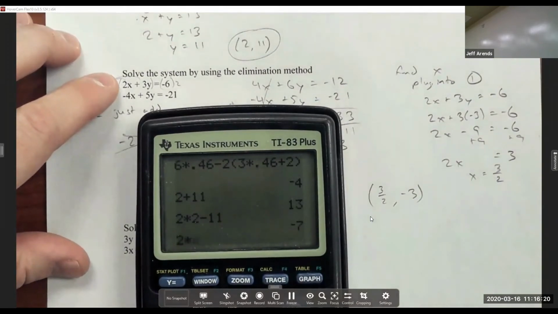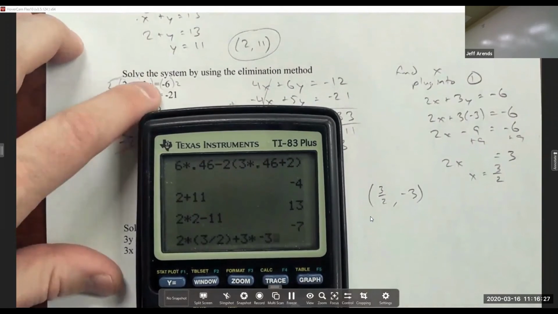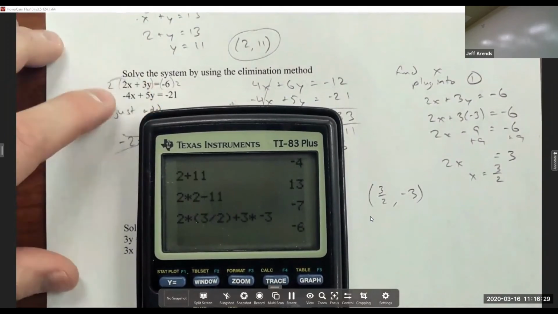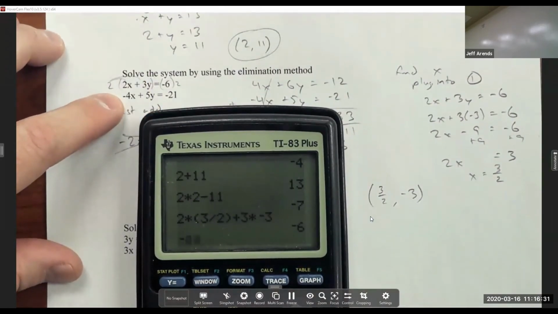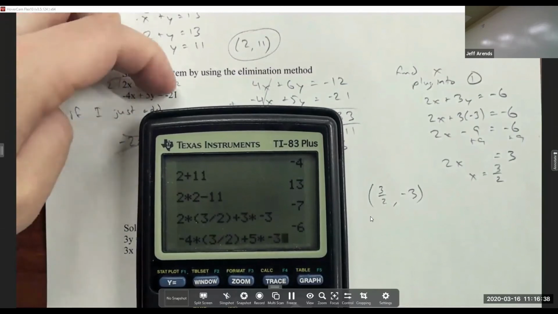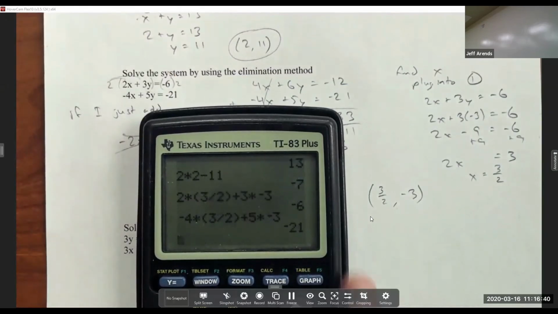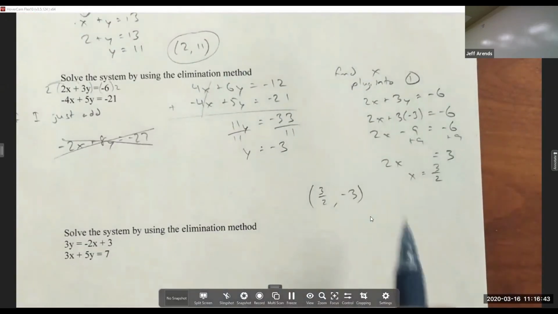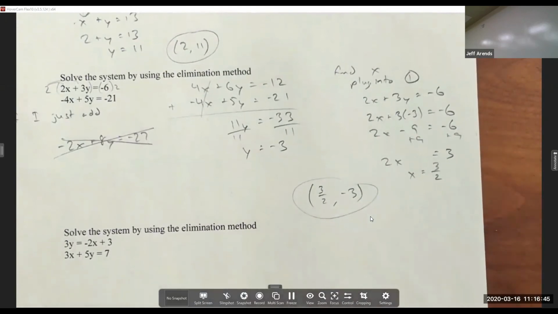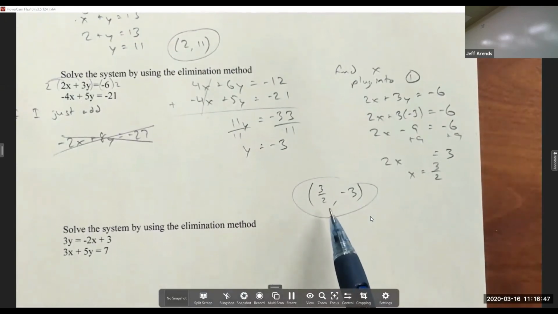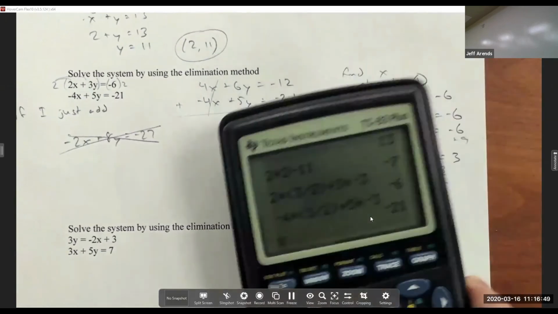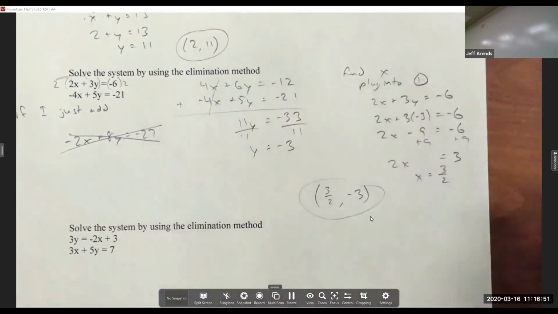2 times 3/2 plus 3 times negative 3. I expect this to be a negative 6, and it is. Okay. Negative 4 times 3/2 plus 5 times negative 3. I expect this to be a negative 21, and it is. So despite ending up with a little bit of a weird answer, with a 3/2 in there for our x-coordinate, I'm actually now confident in my answer.